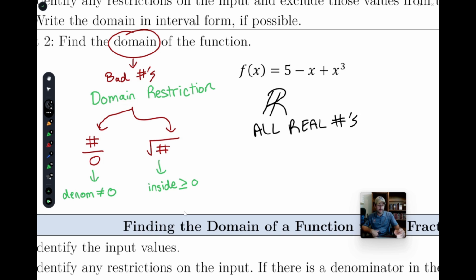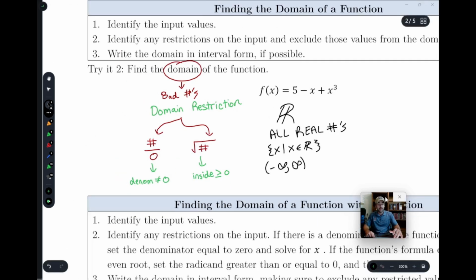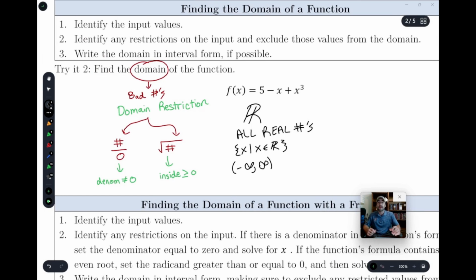numbers. Or if you want to do it in set notation or set builder notation, we could report it as x, where x is in the set of all real numbers. Or, and this is probably preferable, interval notation, where x is in between negative infinity and positive infinity, so every real number in the world. Those are 4 different ways you could write that. All of them are equally correct. They're just different ways to write all real numbers.